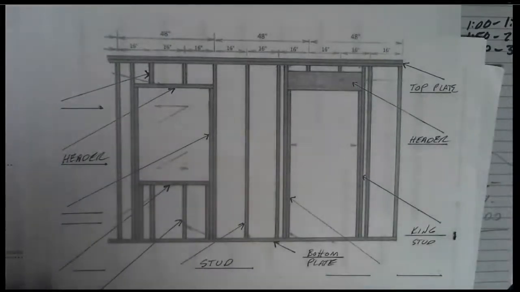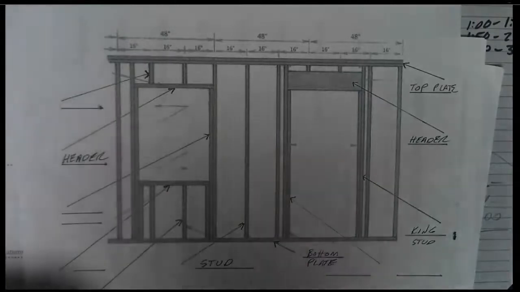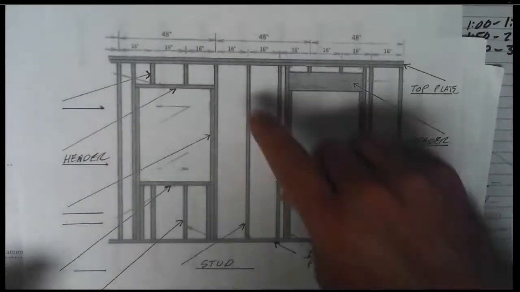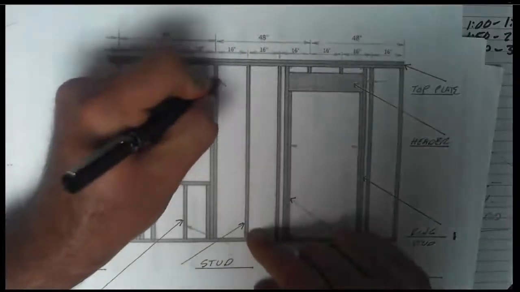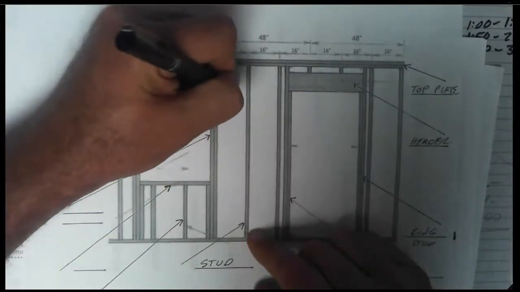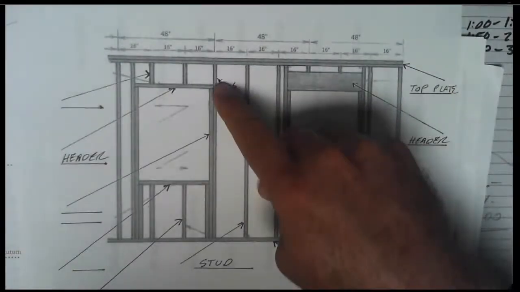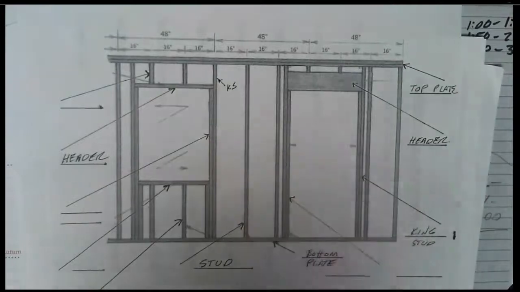And then I'm going to see if we have another one. I think that's the only one that we have labeled for that. So the king stud is only demonstrated once. Another example of a king stud would be, and I'm going to put a KS right there just so you know, another spot where a king stud would be used.